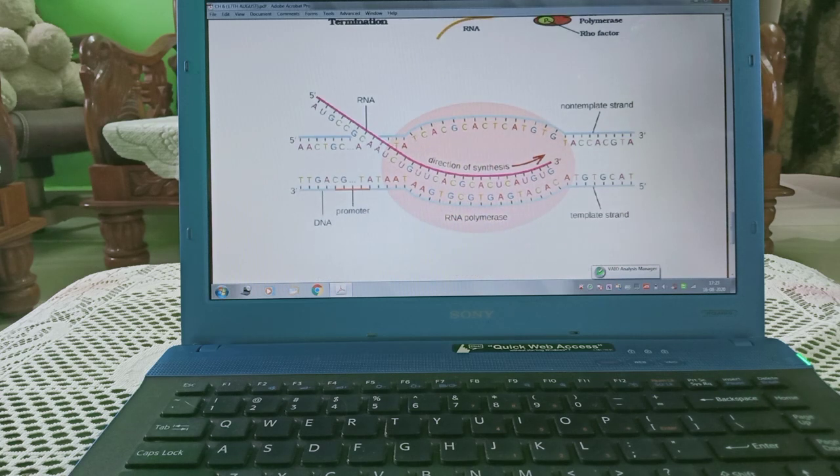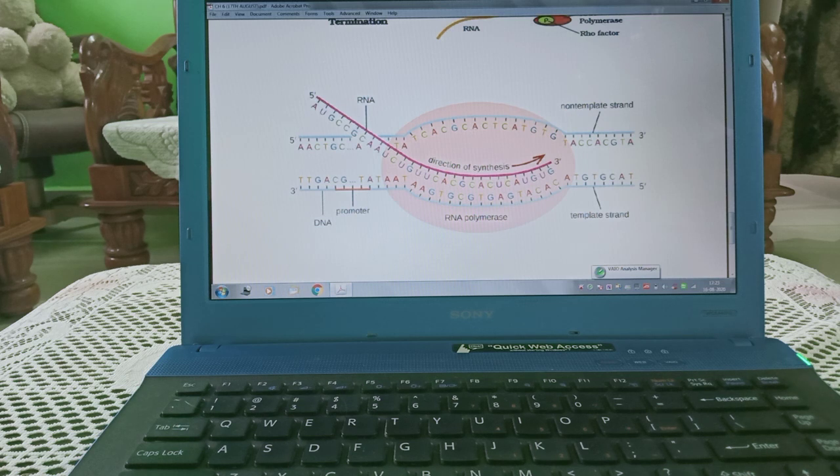As you can see here, it is the DNA molecule promoter. This is RNA polymerase reaction. Now here the coding changes. This is the direction of the synthesis. As we know, adenine is replaced by thymine, guanine by cytosine.